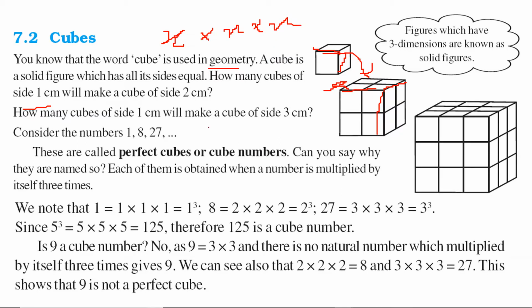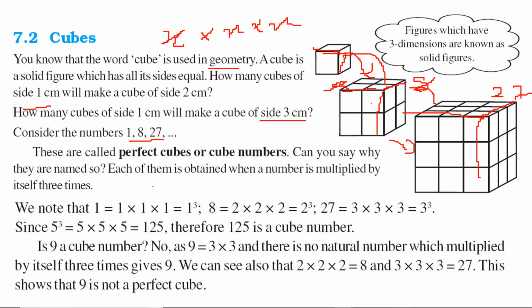So how many cubes of 1 centimeter side will make a cube of 3 centimeter side? Again, let us see. This is 1, 1, 1, 3. This is 1, 1, 1, 3. This is 1, 1, 1, 3. So this is 1, and this is 1, 2, 3, 4, 5, 6, 7, 8. So this is 8, and this is 27. So these are called perfect cubes or cube numbers. They have come from cube, right? Because the name has come from cube.